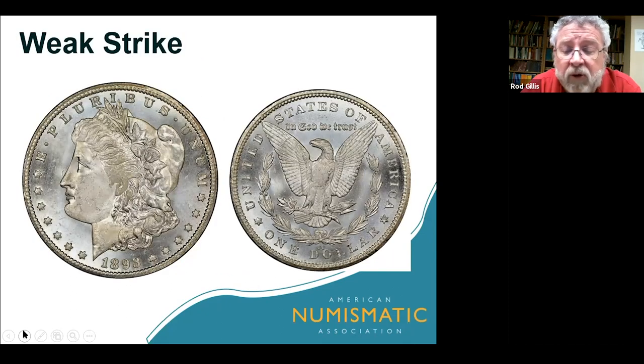So here's a coin that is weakly struck. This is an 1893 Carson City coin. And how can we tell it's weakly struck? Well, if you look at the obverse of the ear and the hair above the ear, it's really not well defined. This is not wear. This is a weakly struck coin.